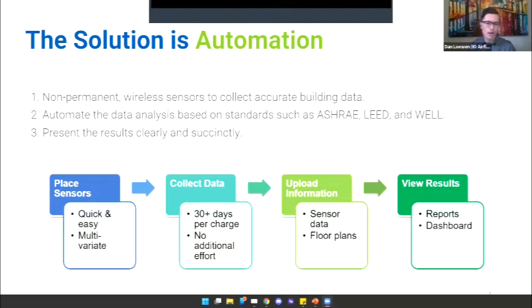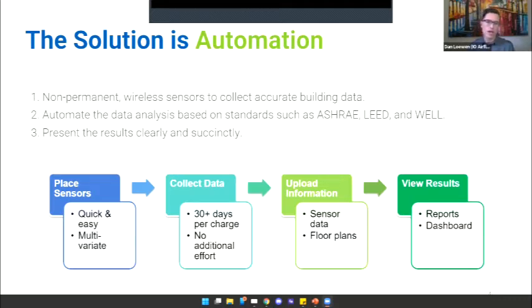They collect data over the course of 30 days and beyond. That's per one charge, but it depends on the type of sensor used, and that requires no additional effort. So in a matter of hours, you're up and running within a building. It can collect data for 30 days and then provide the analysis based on that.